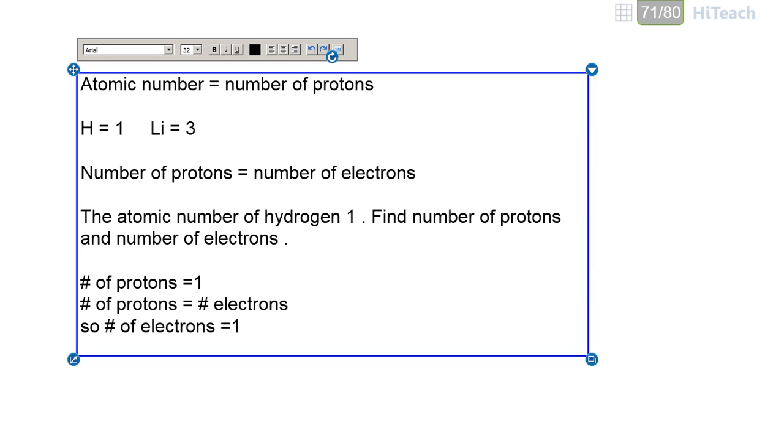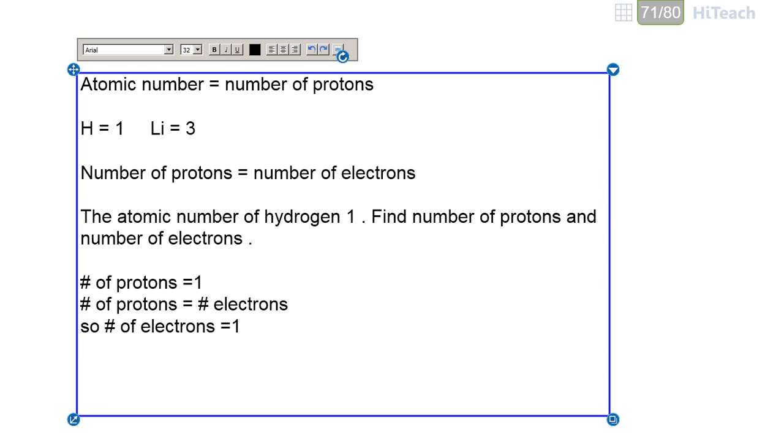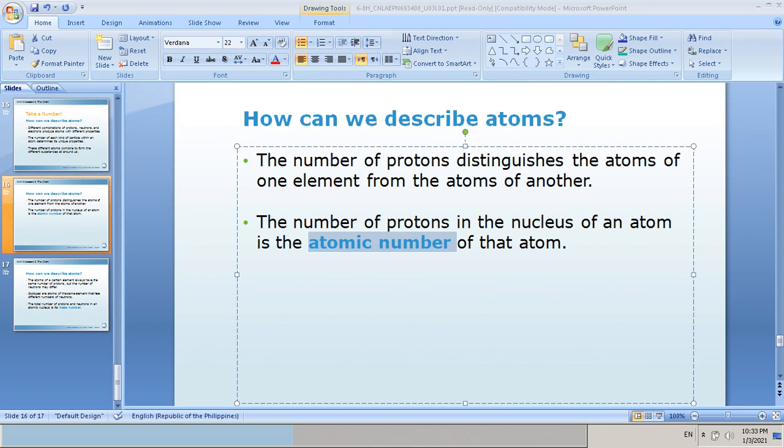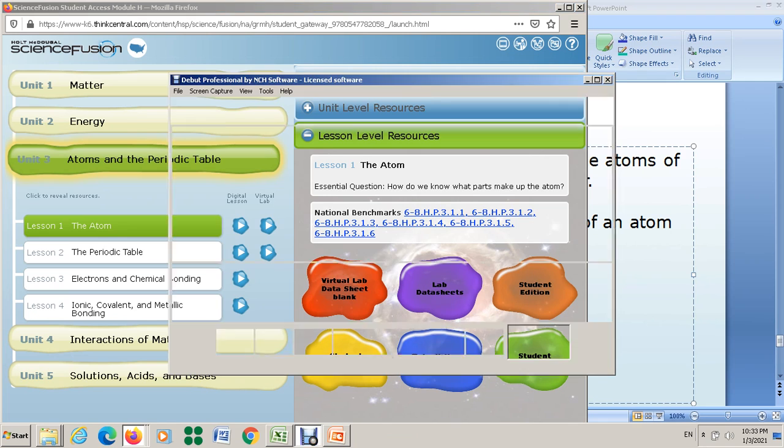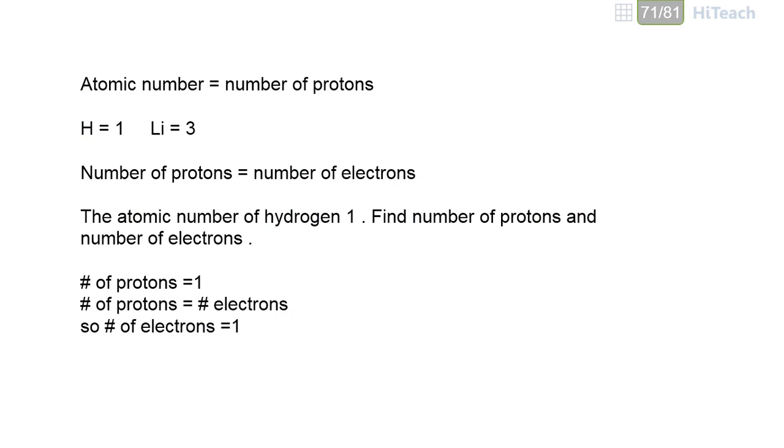Now, let's make another example for lithium. Copy this example first. Now, this is for hydrogen. We solved this for hydrogen. Again, the atomic number is the number of protons. For a neutral atom, the number of protons equals the number of electrons, and the overall charge of the atom is 0. This is example number 1.